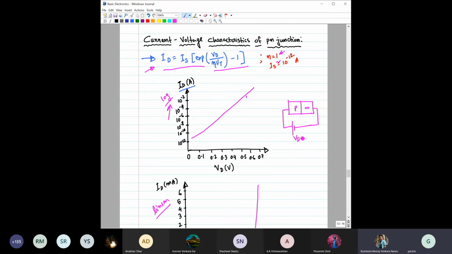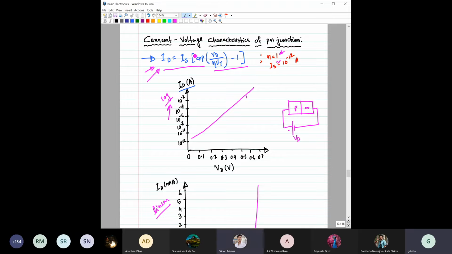Sir, is IS the same for both reverse bias and forward bias? Yes. Is eta the same in both reverse bias and forward bias? Yes. So this expression is valid in both forward as well as reverse bias. Sir, but the direction of VD is changed now, it has become negative. Yes, you are right, the direction of VD can be reversed, but that's what I'm saying: this equation represents the diode current equation in both biases.